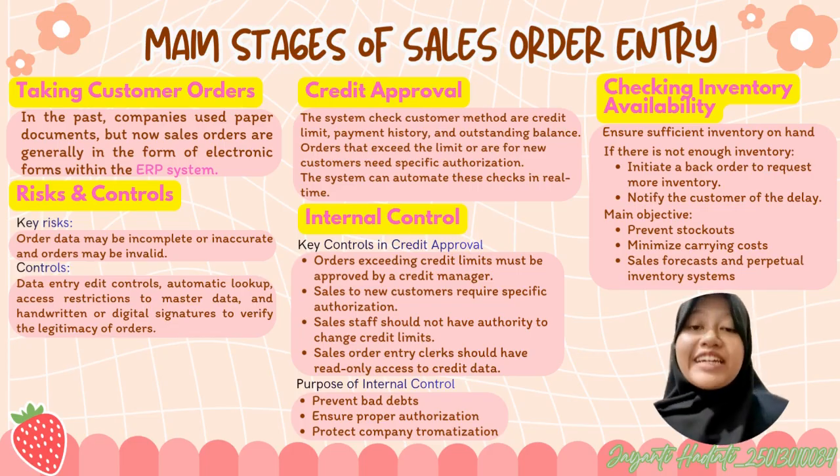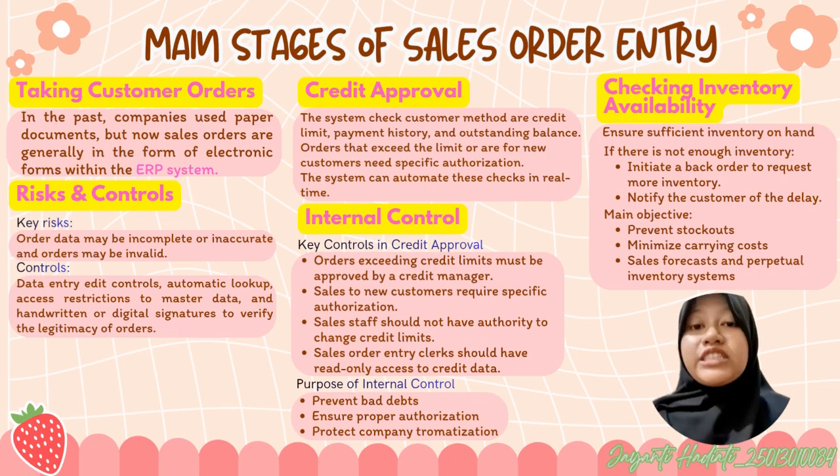To support this, companies use internal controls. For example, orders over the credit limit must be approved by the credit manager. A new customer needs special approval. Sales staff cannot change the credit limit, and the staff can only view credit data, not edit it. The purpose of these controls is to prevent bad debts, ensure proper approval of the customers' orders, and reduce financial risk. So this stage is not only about making sales but also about controlling risk.